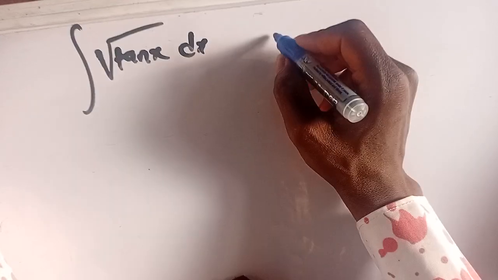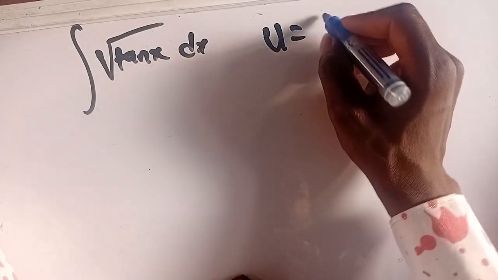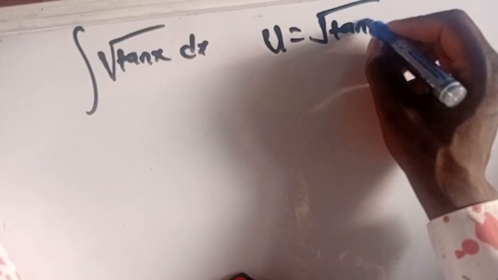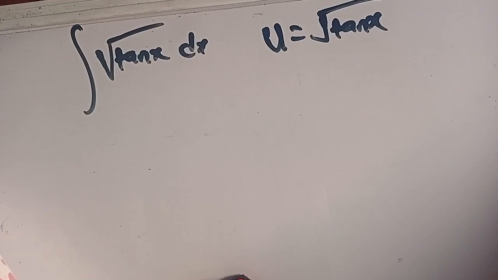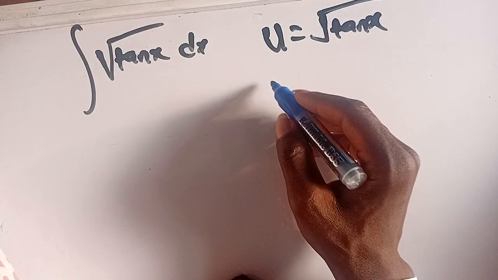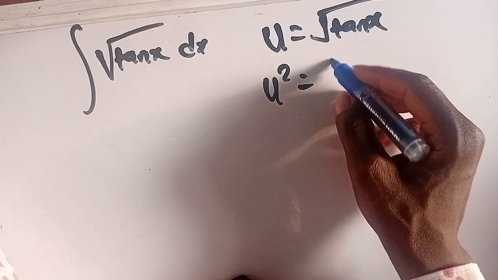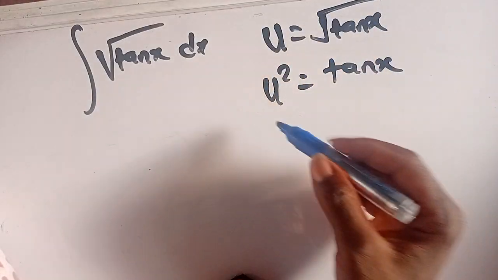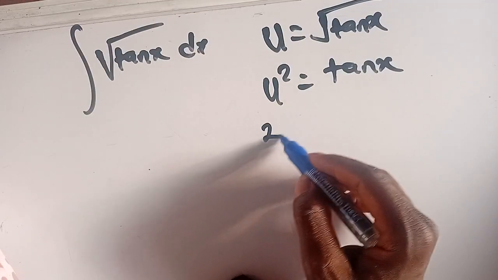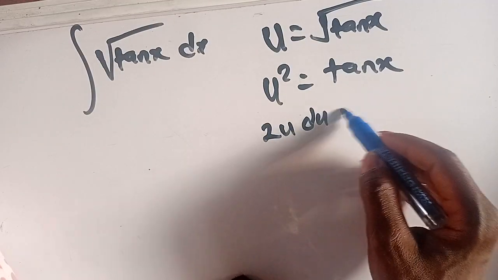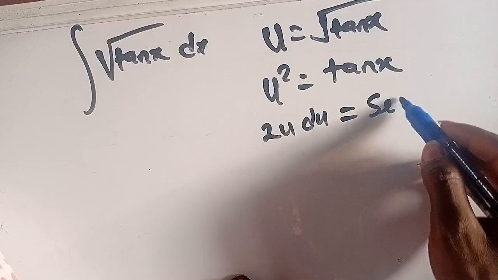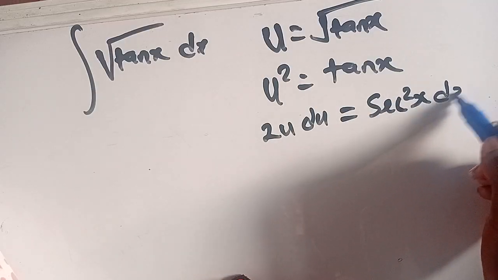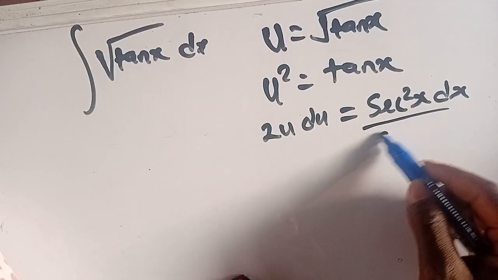Now we bring in a variable u. Let u be root of tan x. If you square both sides, that means u squared equals tan x, because if you square this, the root will be removed. Differentiating u squared, you have 2u du. If you differentiate tan x, you have sec squared x dx.